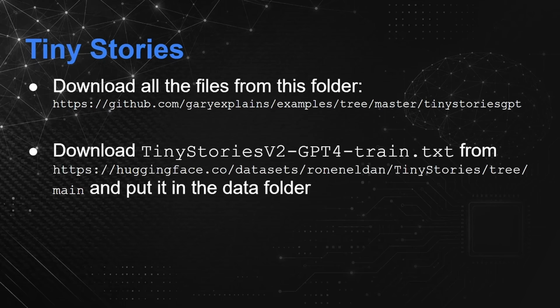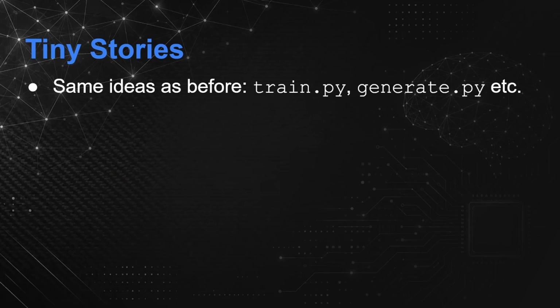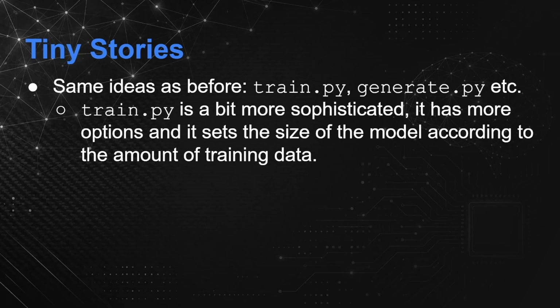You need to download the Tiny Stories training data from Hugging Face. There's the link there. Again, I'll leave a link in the description below. You put that in the data folder, and it's the same idea as before. There's a train.py, a generate.py. Now, train.py is a bit more sophisticated. I've beefed it up a little bit, has a few more options.